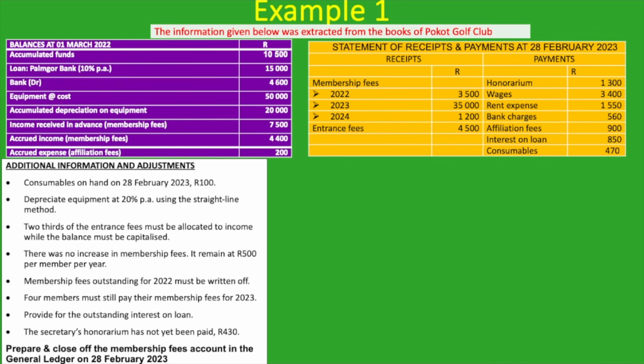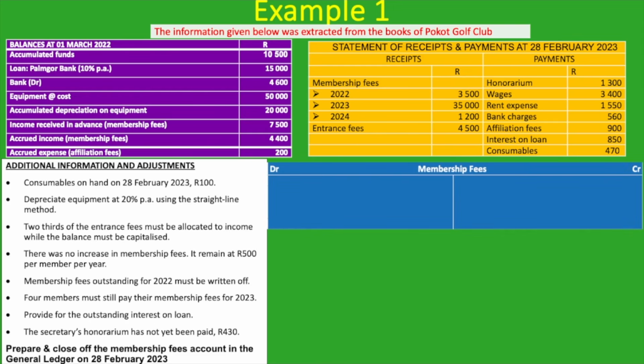And then you can come back to this lesson and see how we do the membership fees T account. So let's get into it. What is the first thing that we're going to do? Well, we're going to draw our T account and call it membership fees. So let's do just that. Here we have it. Membership fees, obviously debit on the left side, credit on the right side.